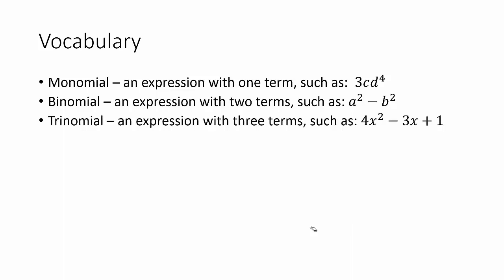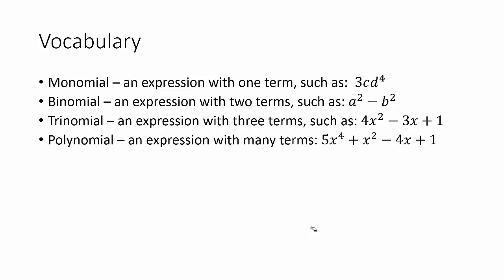As you would expect, tri means three, so a trinomial is an expression with three terms. 4x squared minus 3x plus 1. You see the three terms separated by the adding and subtracting of 4x squared, the negative 3x, and the 1. Three terms. Now we could get kind of crazy with this and go quadrinomial and pentanomial and hexanomial. But generally we stop with monomial, binomial, and trinomial. And then anything more than that is a polynomial.